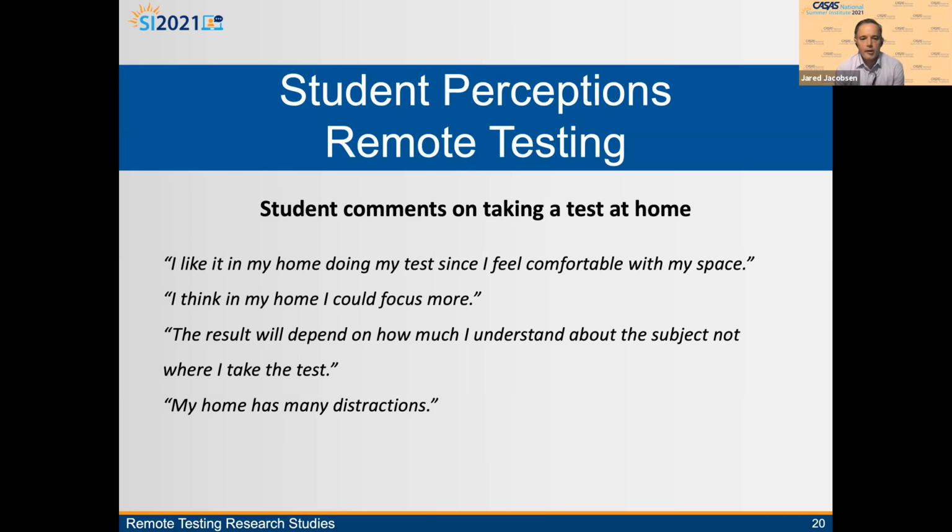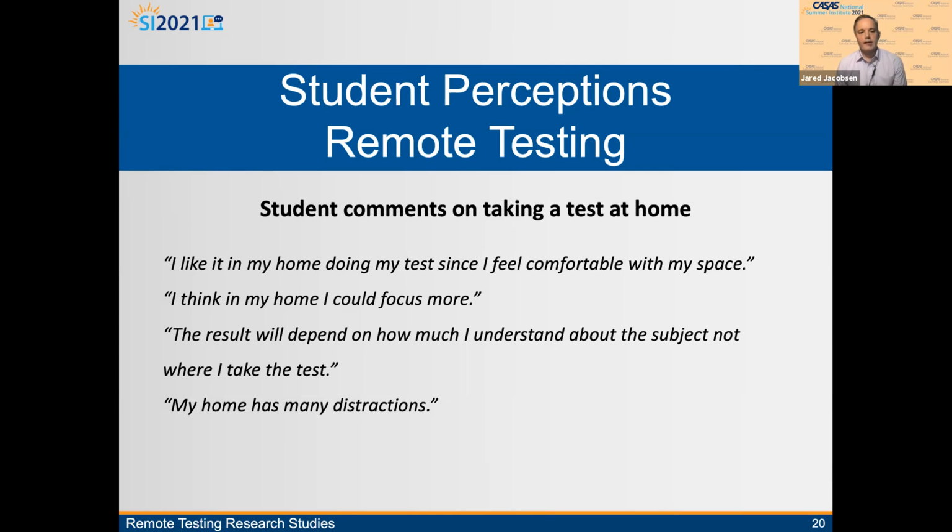The result will depend on how much I understand about the subject, not where I take my test. There were quite a few comments about students being very practical in this, having the opinion that it doesn't depend where I take it. I should be able to perform based on how much I understand about the subject, not the location where I'm at.